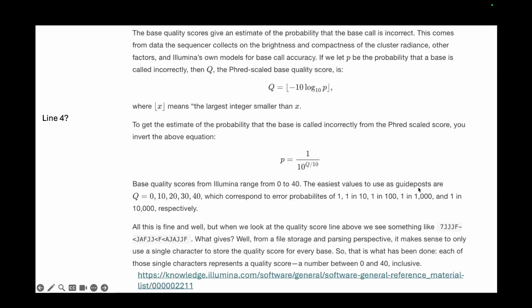Okay. Yeah, so as I was saying, in the fourth line, you'll get these ASCII coded characters, which will tell you about the quality scores of the different bases present in the sequence. So I'll not go over all this again. We talked about this earlier, but if you see the score line, it's weird characters one after another. From a file storage and parsing perspective, it makes sense to use only a single character to store the quality score for each base. So that has been done. Each of those single characters represents a quality score, a number between 0 to 40. It's basically an ASCII form of encoding.